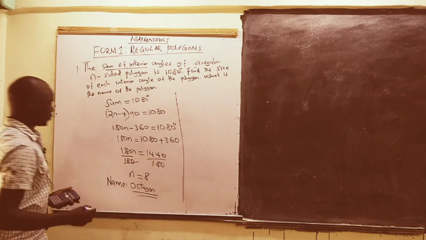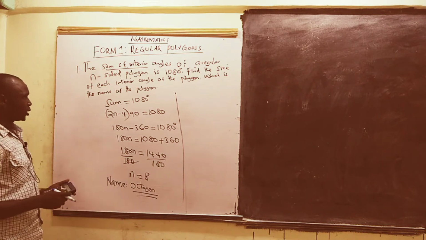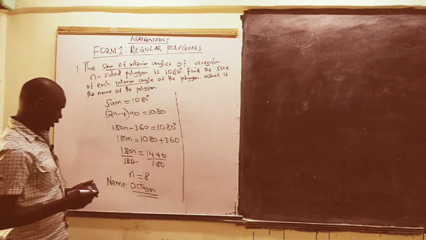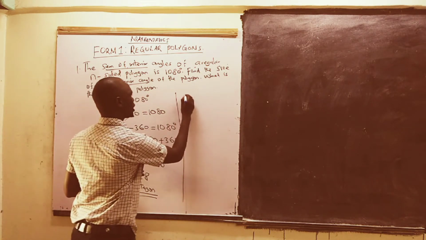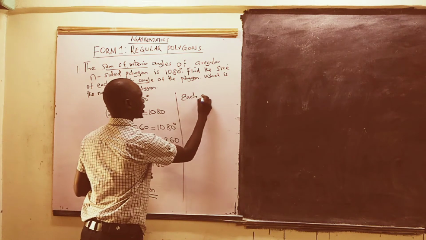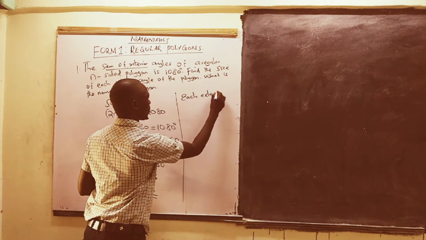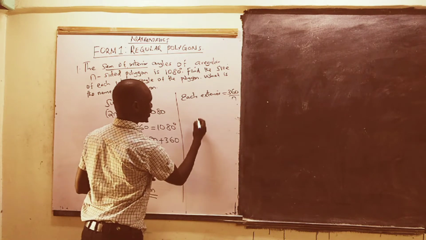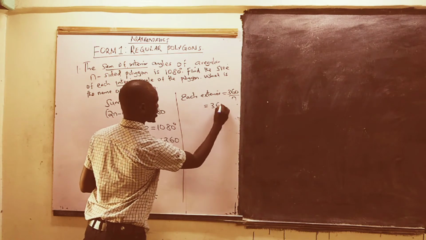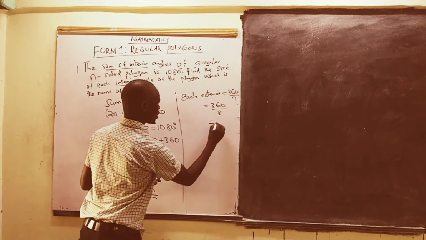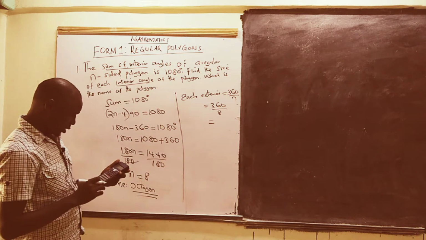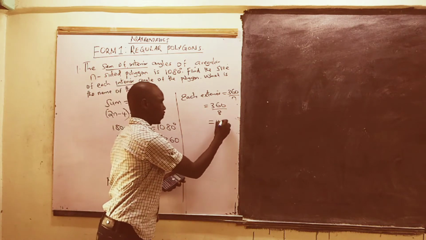The name of this polygon is an octagon, but we are supposed to find the size of each interior angle. To find each exterior first, each exterior is given by 360, we divide by n, and therefore we have 360 divided by 8. This one gives us 45.